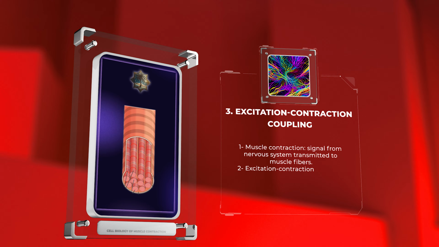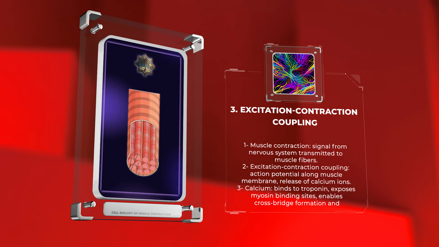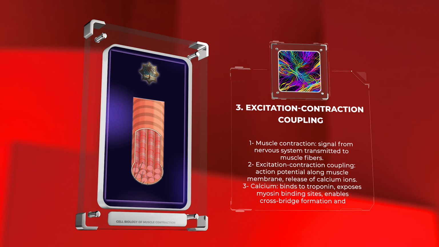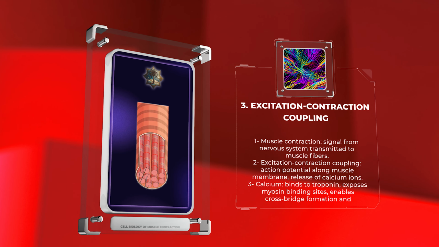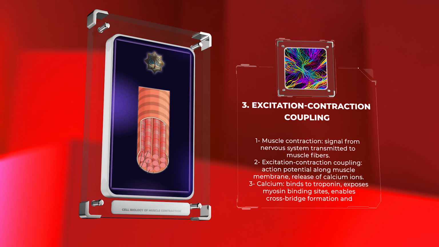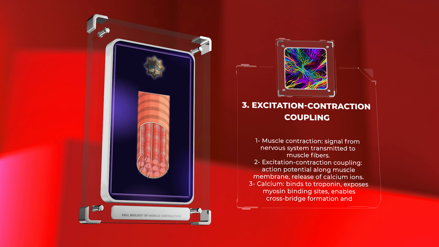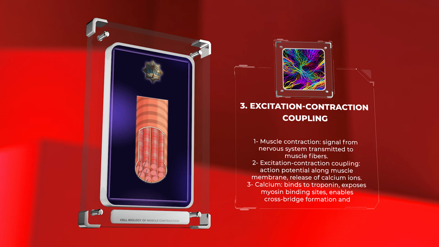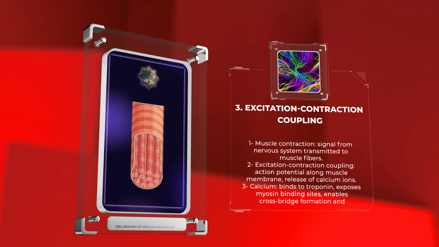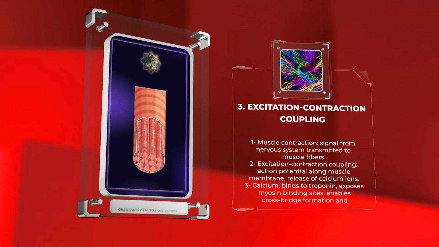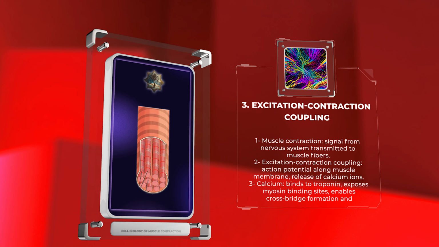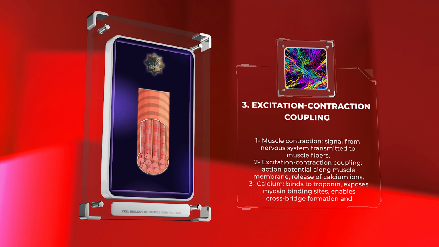Before muscle contraction can occur, a signal from the nervous system must be transmitted to the muscle fibers. This process, known as excitation-contraction coupling, involves the propagation of an action potential along the muscle membrane, triggering the release of calcium ions from the sarcoplasmic reticulum. The binding of calcium to troponin, a regulatory protein found on the actin filaments, exposes the myosin binding sites, enabling the crossbridge formation and subsequent contraction.